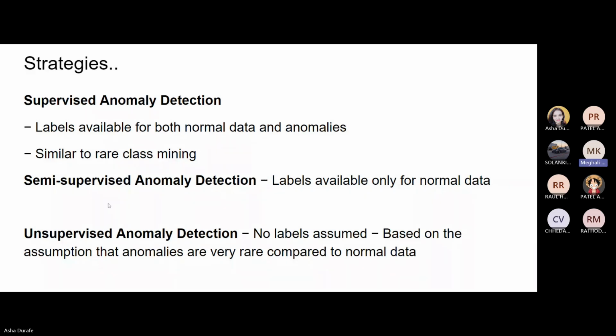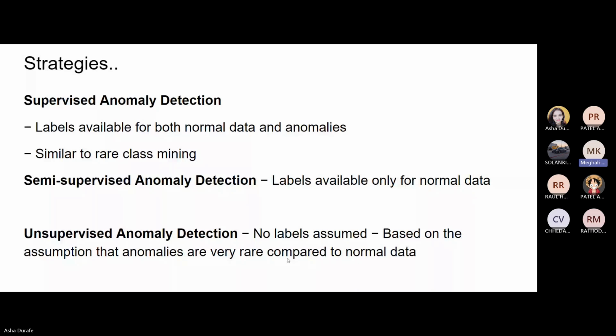Semi-supervised, the labels available are only for the normal data, but it cannot predict something which comes out of the box. Unsupervised anomaly detection, the labels are assumed. Okay, there are no labels which are indicated as such, but they are based on the patterns or some assumptions that the anomalies are very rare compared to the normal data. So we have these three types for anomaly detection.